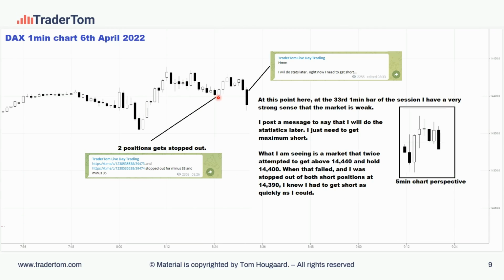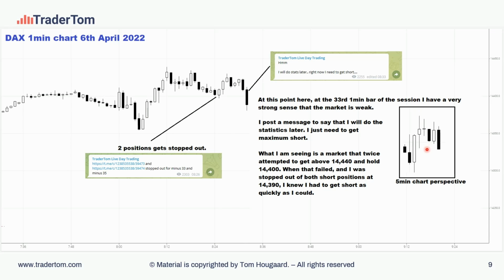At this point here, I am stopped out of 2 positions, but then the market charges higher once more, only then to reverse back down again. And this point here, I think, is a critical point. At the 33rd 1 minute bar, which is just after the half hour, I have a very strong sense that this market is weak.